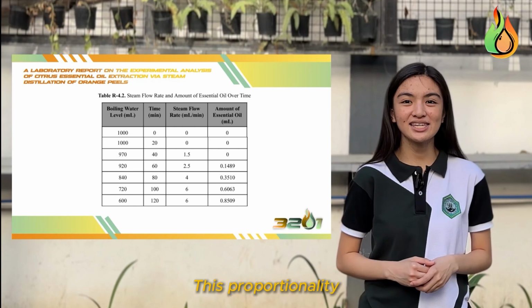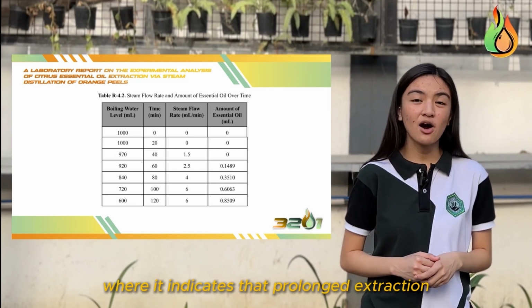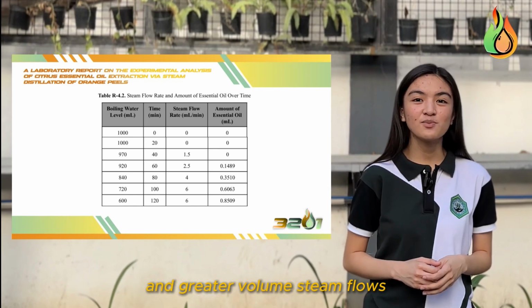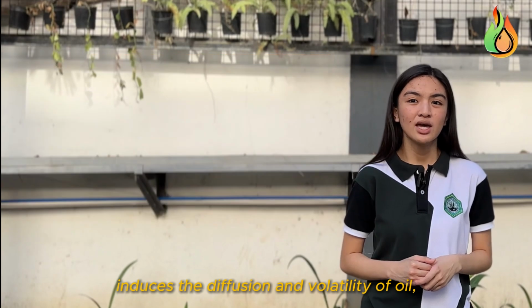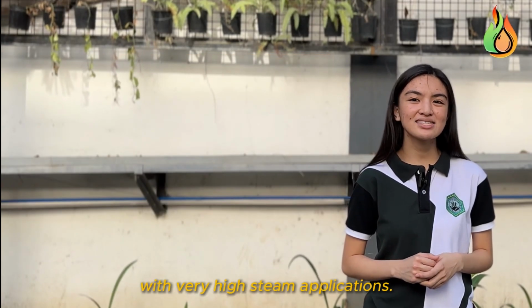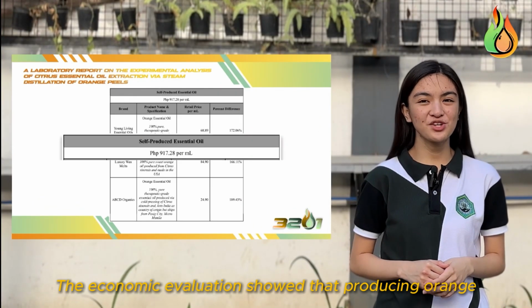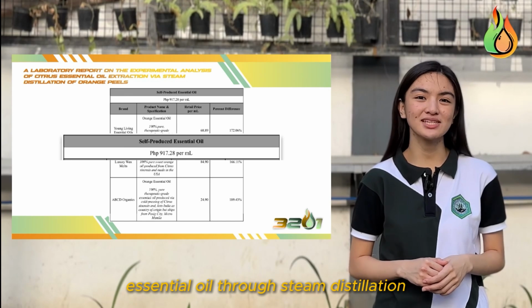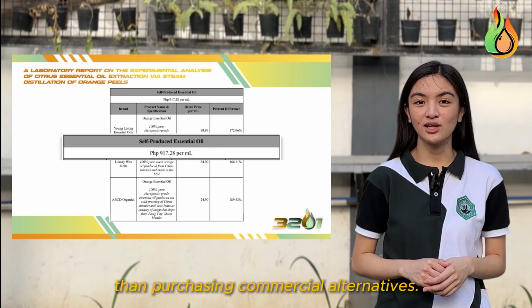This proportionality is driven by the mass transfer kinetics, where it indicates that prolonged extraction and greater volume steam flows induce the diffusion and volatility of oil, but reduce returns if continually applied with very high steam applications. The economic evaluation showed that producing orange essential oil through steam distillation is significantly more expensive than purchasing commercial alternatives.